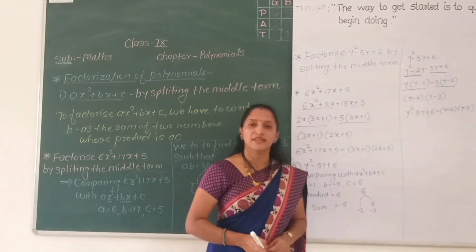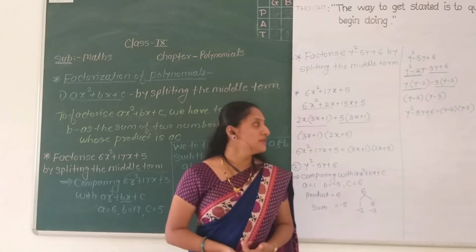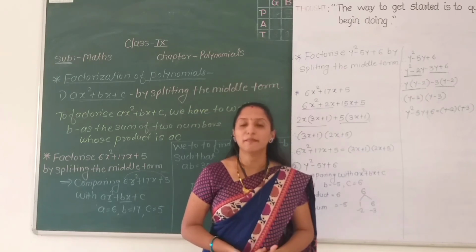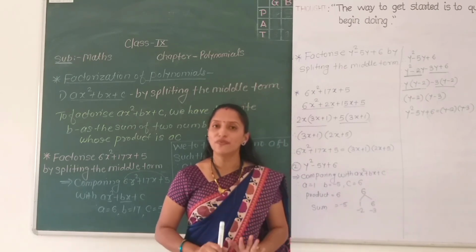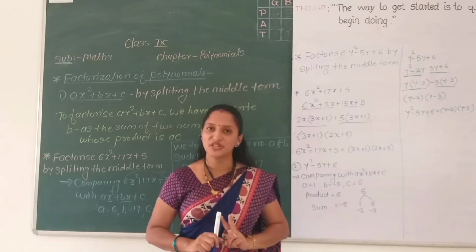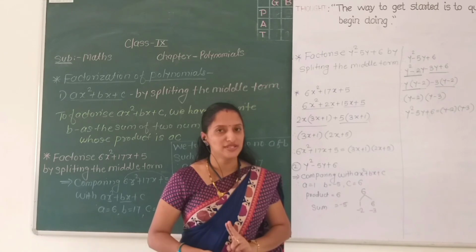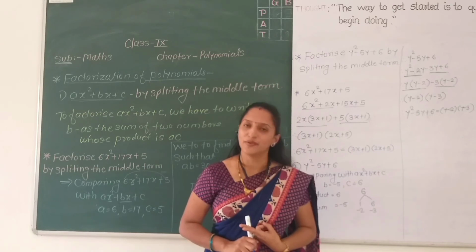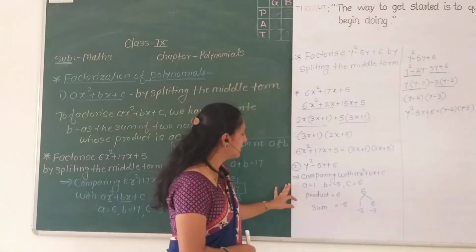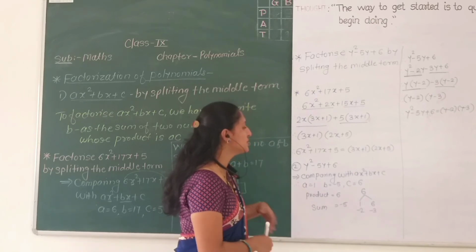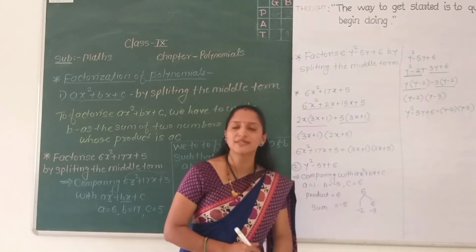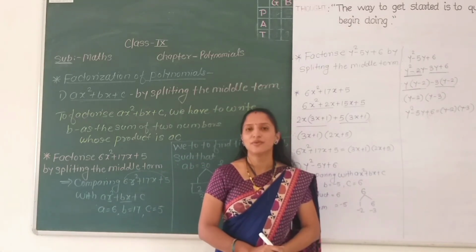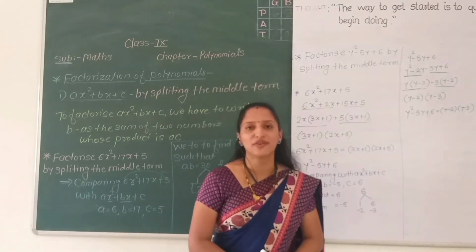So, my dear students, I hope you understood how to factorize the quadratic polynomial using splitting the middle term. You remember that you have to find a pair of numbers which gives you the product a into c, okay, and the sum b. Only by finding such a pair of numbers, we can easily find out the factors of the given polynomial. So I hope you understood how to factorize the quadratic polynomials.